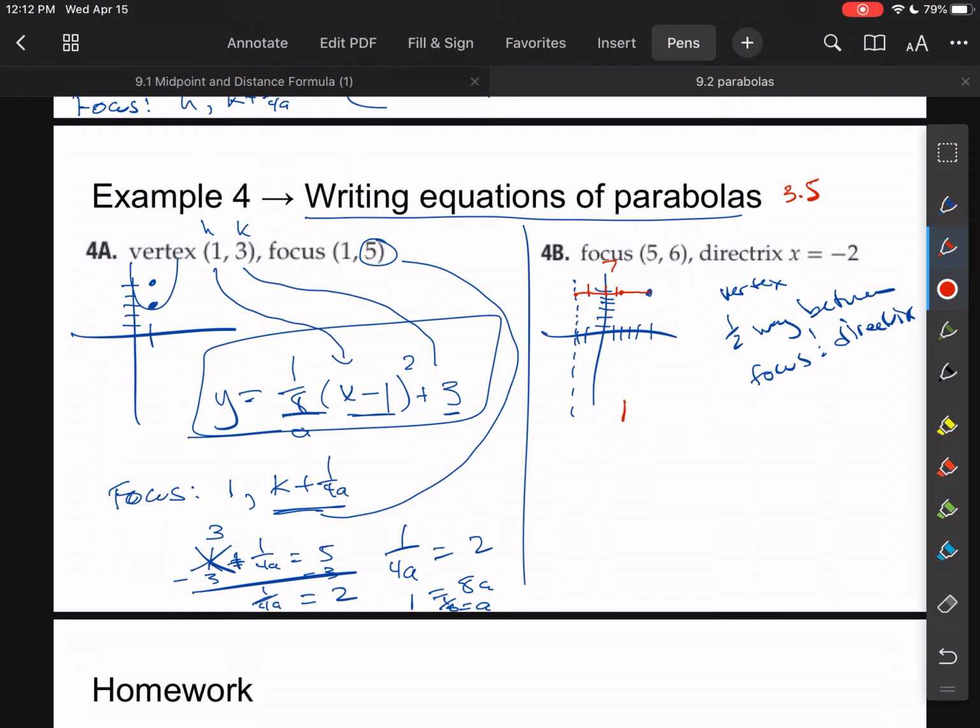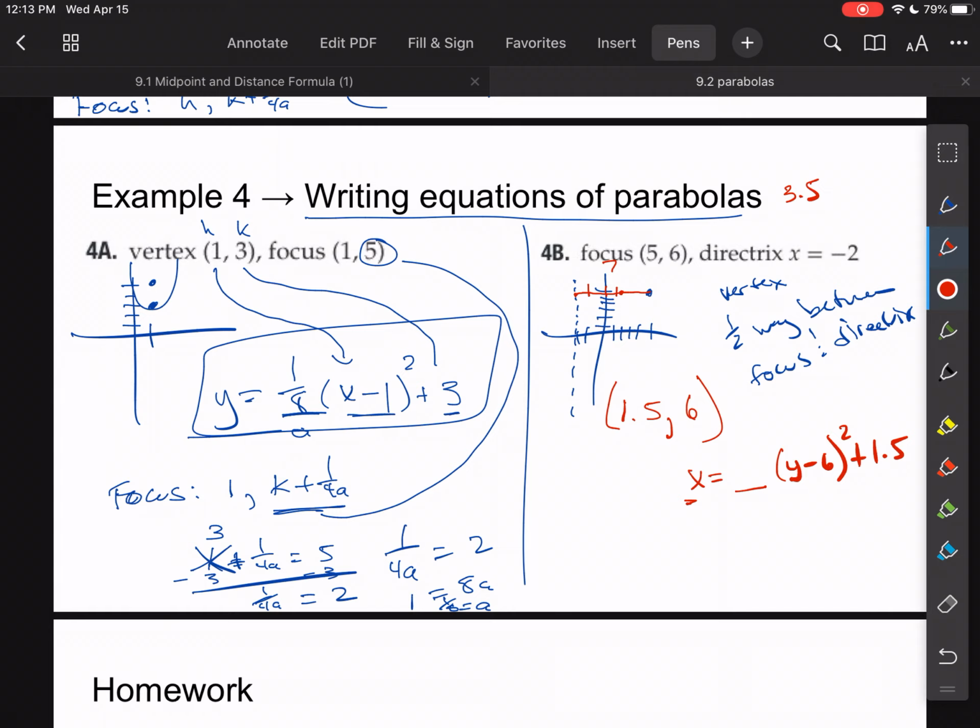So 1.5 is my x value for my vertex, and my y value for my vertex is the same, so that would be 6 in this case. We know this opens to the right, therefore this is going to be an x equals. We do not know a yet, but we can find that pretty soon. Notice guys, if this is an x equals, this will always be y here, right? So the y value, what makes y go to 0, is this, and then we add our x.